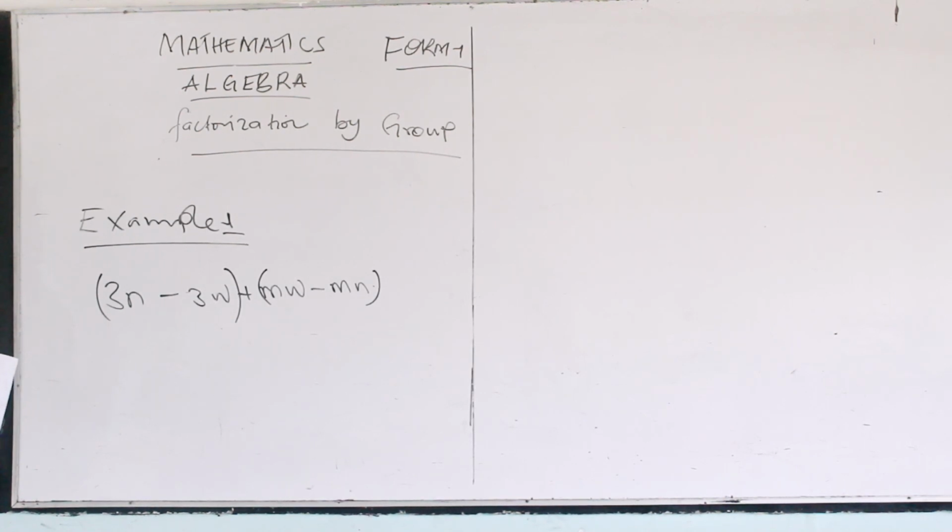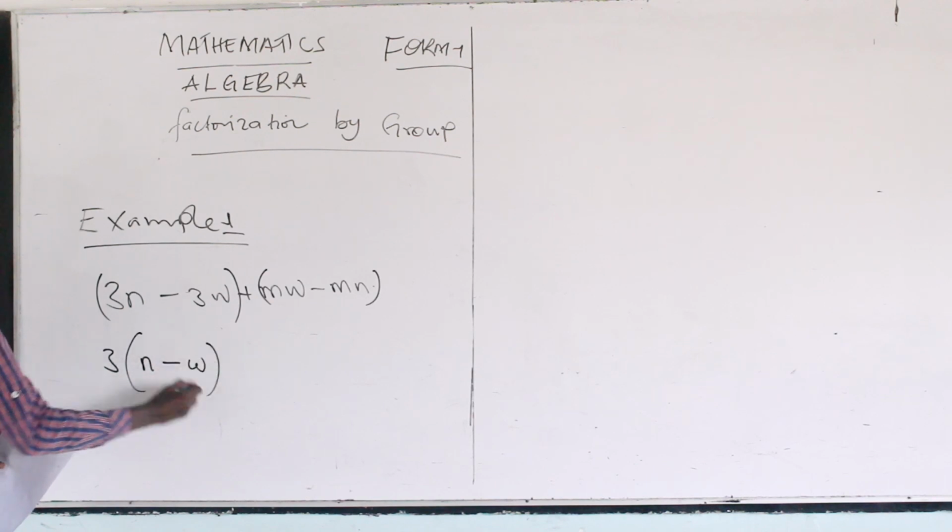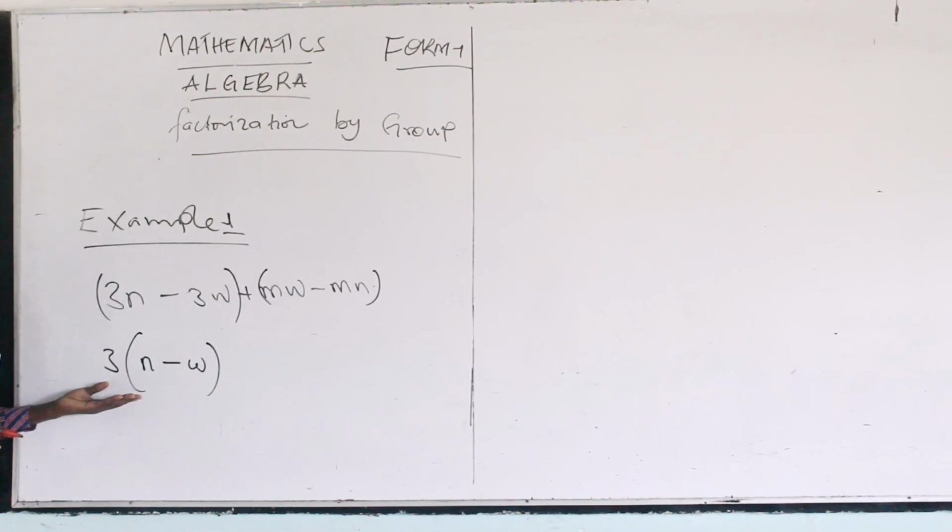Let's begin with the first bracket. We want to see what is the common term. As you can see, we have 3 here, 3 here. So it means 3 is common. The term which is common can be removed out of the bracket. So in our first bracket, we shall have 3 outside, then we shall be left with n inside minus w. In this case, we have factorized our first bracket.